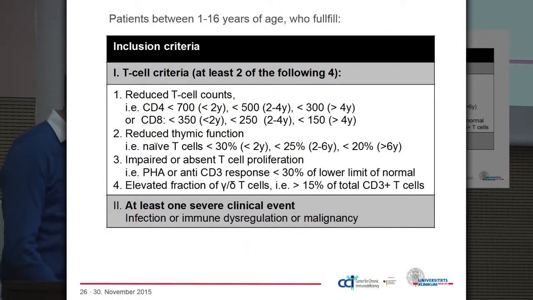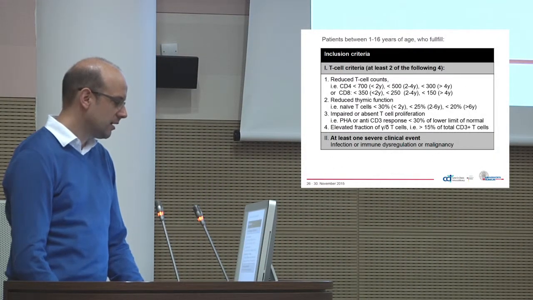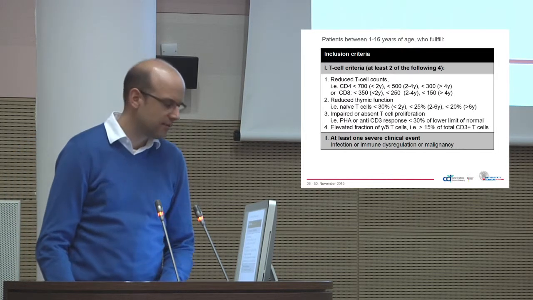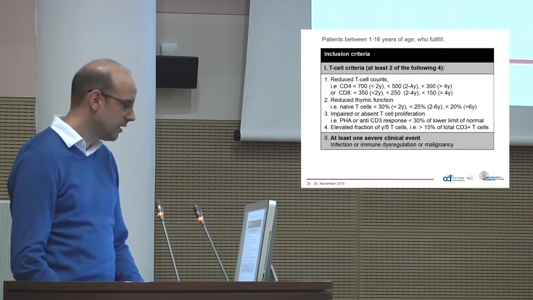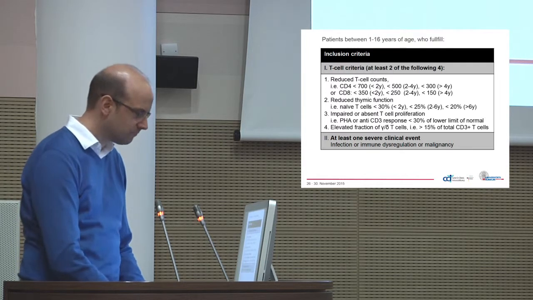So we include patients between the age of 1 through 16. The inclusion criteria are now familiar to you, so patients need to have lab evidence for combined immune deficiency. That is 2 out of 4 criteria: either reduced T cell counts with age-specific values, reduced thymic function, impaired T cell proliferation, or an elevation of gamma delta T cells. And in addition to this lab evidence, patients also need to have at least 1 clinical event in their history, so severe infections, immune dysregulation, or occurrence of malignancy.